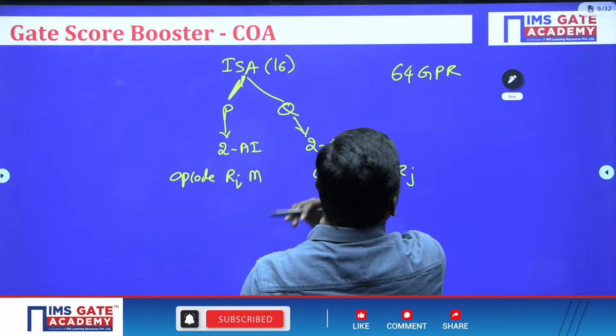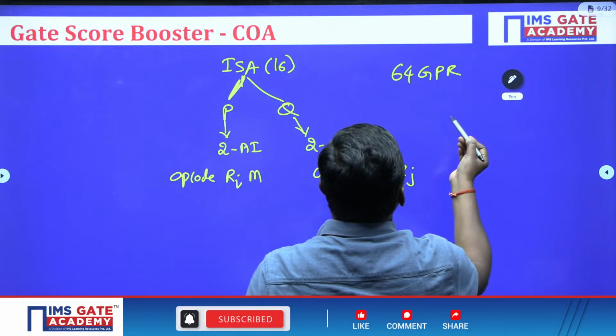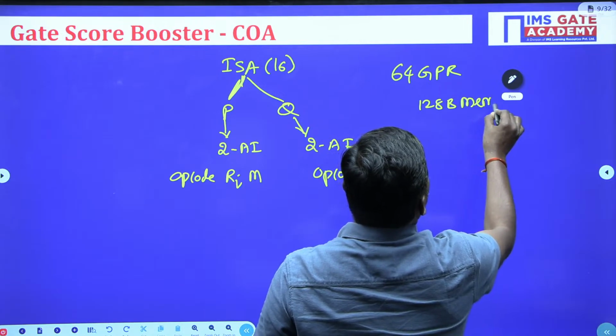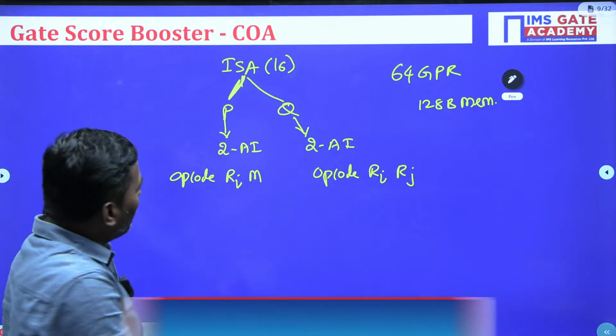General purpose registers, 64 are there. Maybe I'm taking the scenario as 128 byte memory. I'm taking 128 byte memory. How to formulate this one?